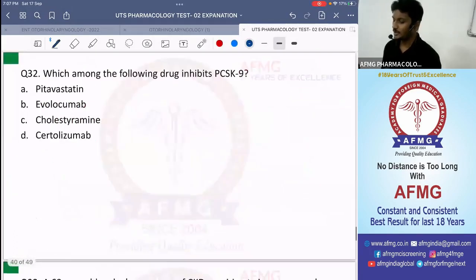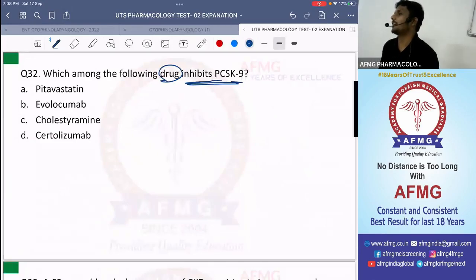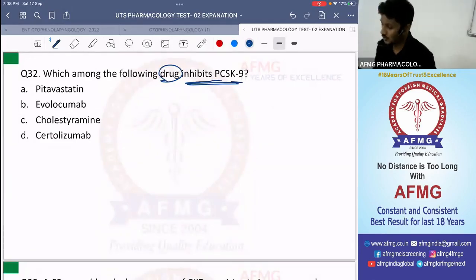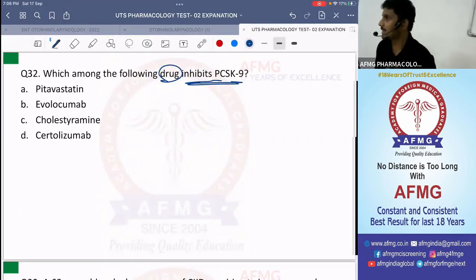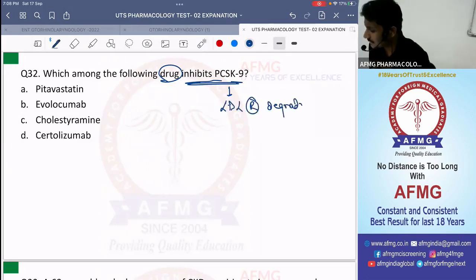Okay? Question number 32. Which among the following drugs inhibits PCSK9? Question of NEET PG 2022. So it is a monoclonal antibody which inhibits PCSK9, that is proprotein convertase subtilisin kexin type 9. Okay? Just remember PCSK9. This is a protein. What does it usually do? This is a protein which usually causes LDL receptor degradation. These LDL receptors are located on the liver.